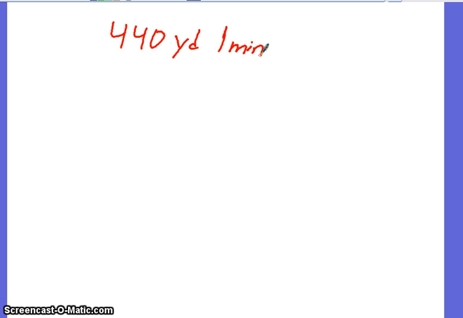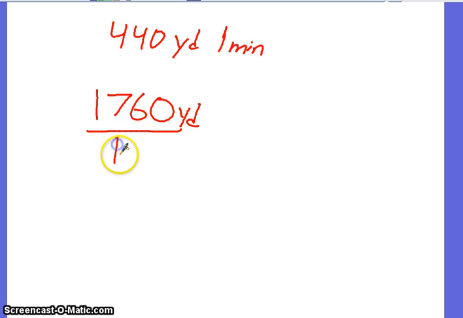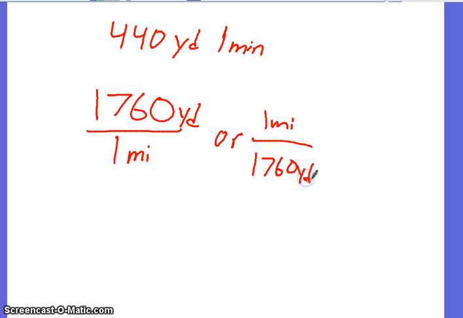Well, how many yards are in a mile? Anybody? No, that's feet. It's around 1,760 yards in 1 mile, or 1 mile to 1,760 yards, right? Because we're doing unit multipliers, it can go either way. We want to know her miles per hour, right?